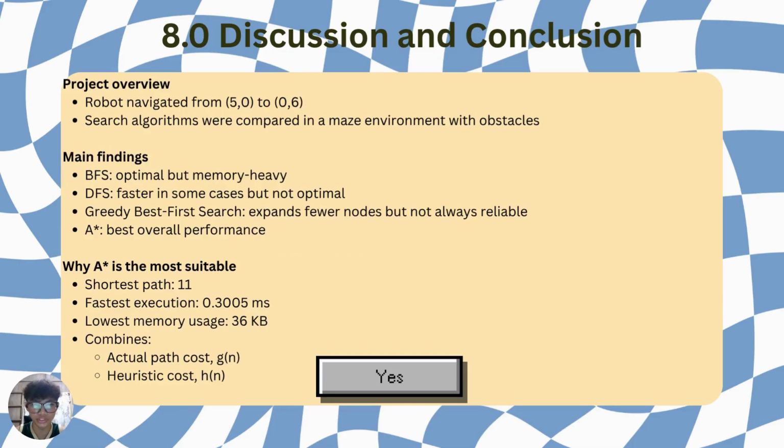Next is our discussion and conclusion. In conclusion, this project compares 4 algorithms for robot maze navigation. The results show that A-star is the most suitable algorithm. It gives the shortest path, the fastest execution time, and lowest memory usage. This is because A-star considers both the actual path cost, that's g(n), and also the estimated distance to the goal, h(n). Therefore, A-star provides the best overall performance for this maze navigation problem.